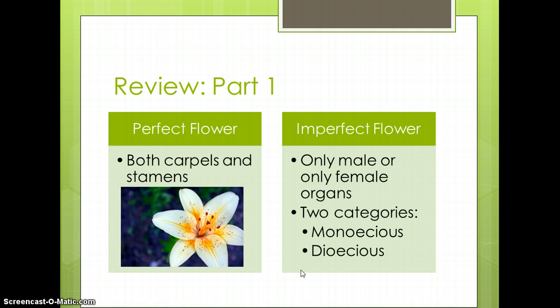Alright, it's time to review. Perfect flowers like this lily have both carpels and stamens, but imperfect flowers only have male or female organs. There are also 2 categories of imperfect flowers, monoecious and dioecious.